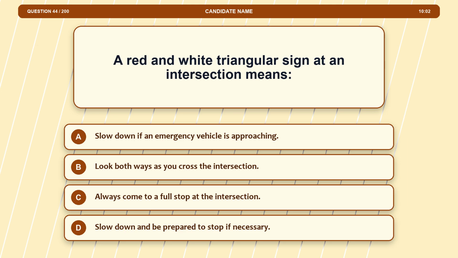Question 44. A red and white triangular sign at an intersection means: Option A, slow down if an emergency vehicle is approaching. Option B, look both ways as you cross the intersection. Option C, always come to a full stop at the intersection. Option D, slow down and be prepared to stop if necessary.